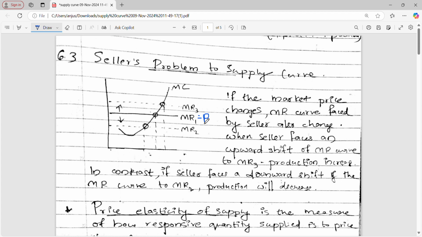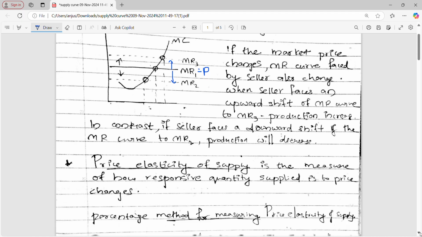And when the seller faces an upward shift of the marginal revenue curve, that is MR1 shifting to MR3, then what will happen? Production will increase. When the firm is making more revenue, it will plan to produce more. In contrast, if the firm is making less revenue, it will reduce its production.